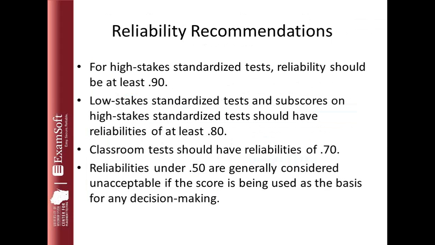Generally, if we're using our tests for any type of decision making, we want the reliability to be at least 0.5 or higher. Anything under 0.5 is not going to be acceptable for decision making because you actually have more error in your measurement or in your test than actual measurement. So let's say you give a test and you get your report back and the reliability is not as high as you would like it to be. What are some of the things that you could do?